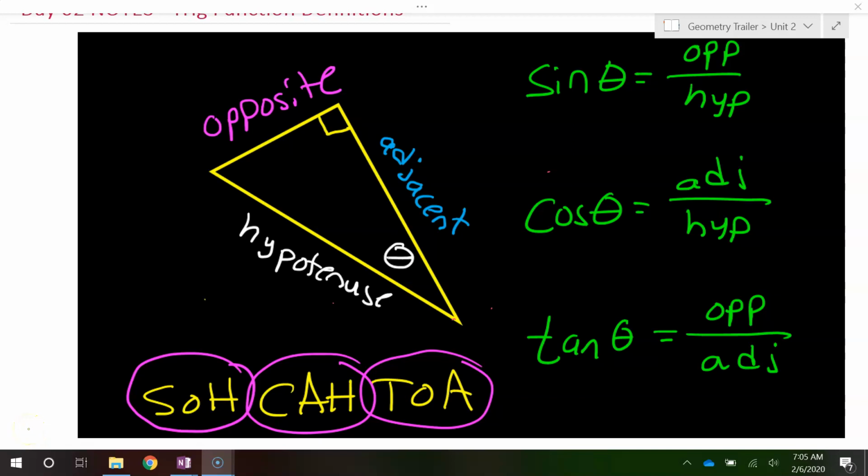In this video, I will introduce the three trig functions, sine, cosine, and tangent. So when you see sin, you should go ahead and say sine, because this is short for sine. Don't say sin. Cos is short for cosine. And tan is short for tangent.